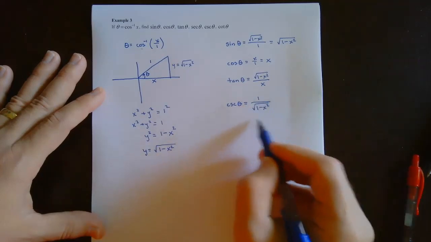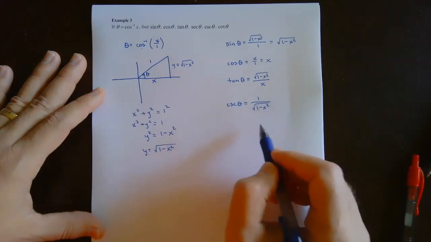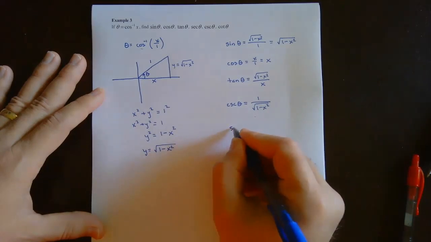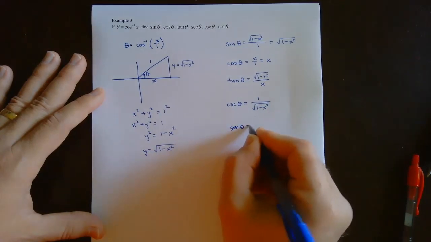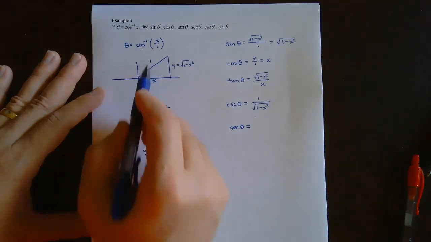I want you to simplify this if it was numbers. If it's not numbers, don't worry about simplifying. Just leave it like that and it's fine. Secant theta is the reciprocal of cosine. So cosine is x over 1. So this one's going to be 1 over x.